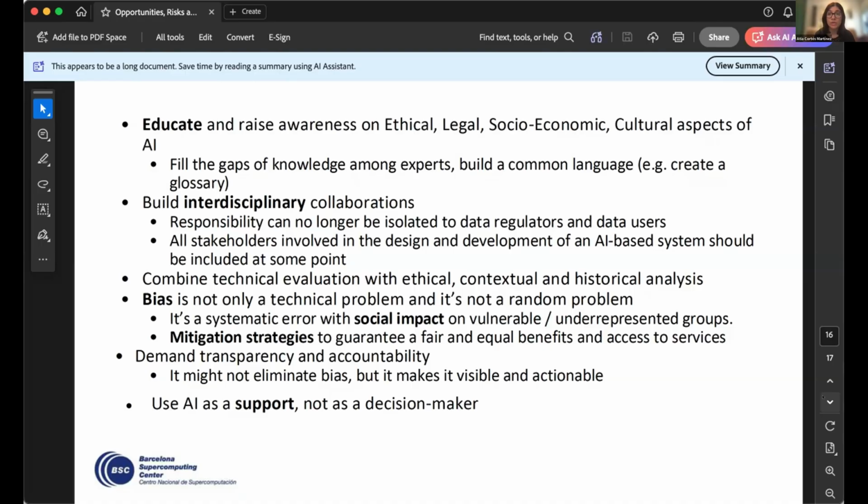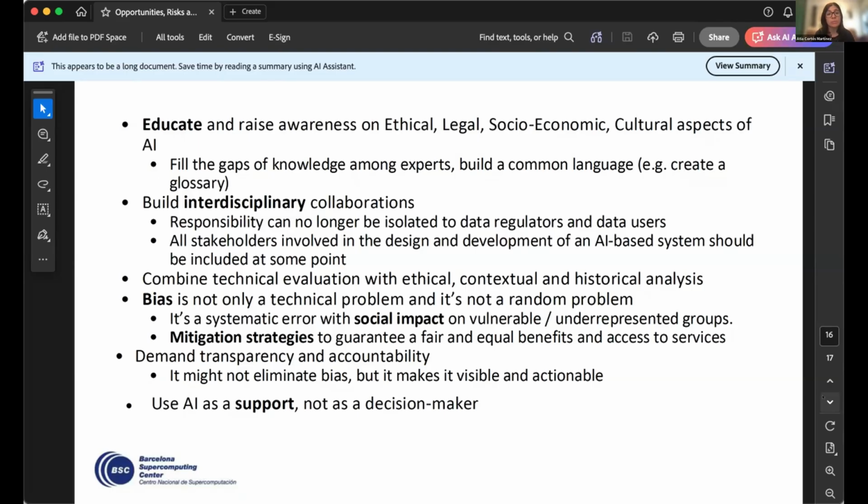The technical evaluations are not enough. They need to be combined with ethical, contextual, and historical analysis of the data and of the system. And also, bias is not only a technical problem; it's more a socio-technical problem, and it's not random. It's systematic and it's structured. It's always been there historically. We have our own cognitive biases, and we need to work to try to mitigate these biases to have a better impact on society and guarantee equal benefits for everyone.